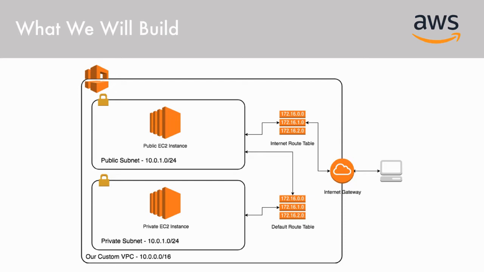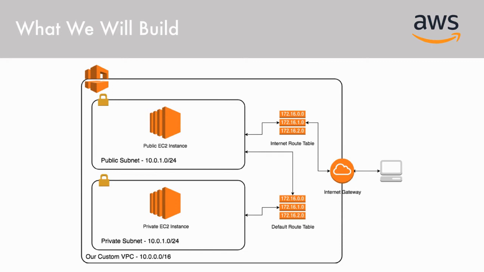We'll first start by creating our own custom VPC, or Virtual Private Cloud Environment. And we're going to be using 10.0.0.0/16 as the CIDR block of this VPC, actually.